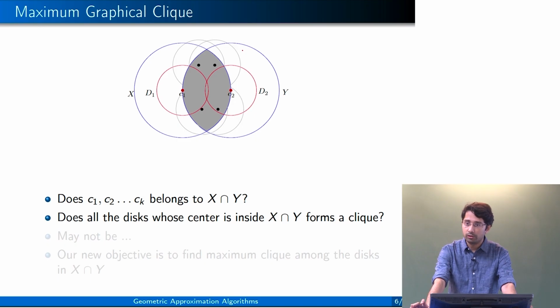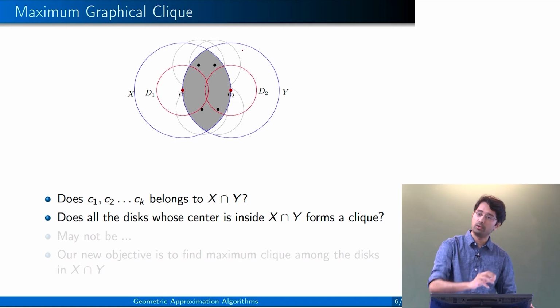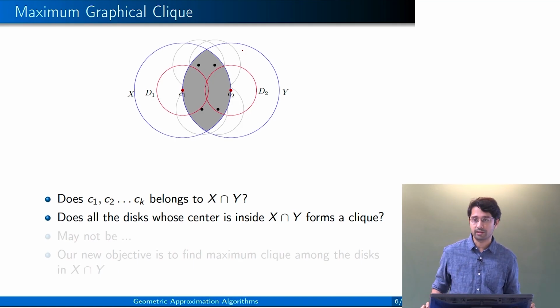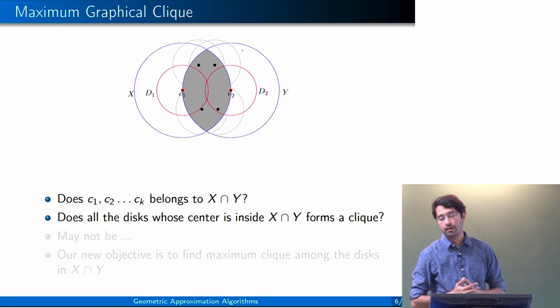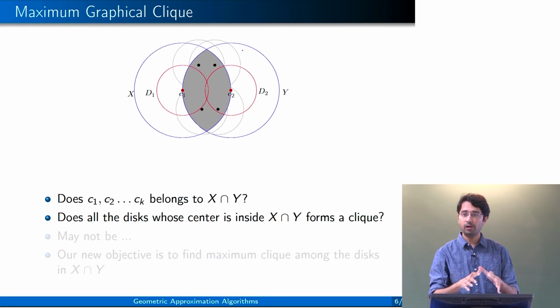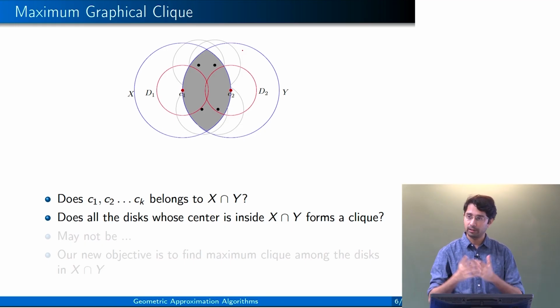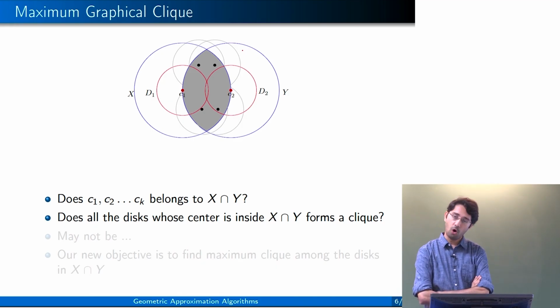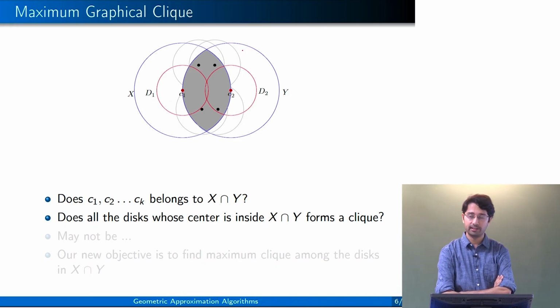So, someone told me that D1, D2 are the furthest, and we found this intersection. Now, the next question is, there will be a lot of centers from the given set of disks present in this intersection, right? Can we say that all the centers of the disks present in this intersection form a clique? Then we are done.